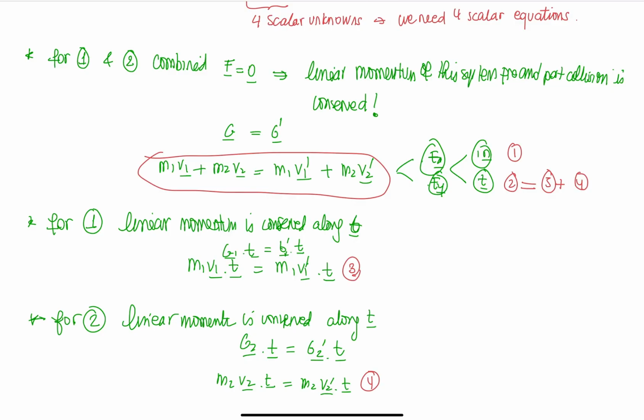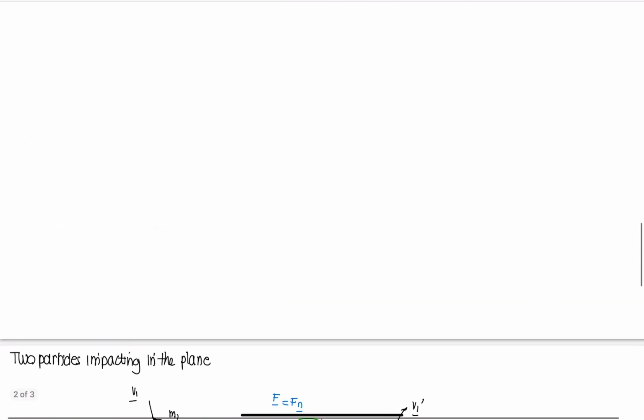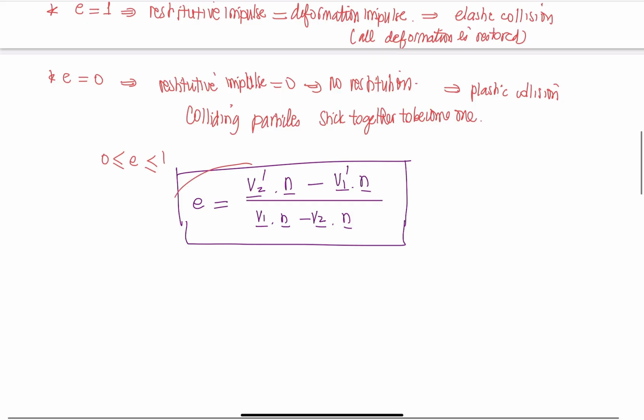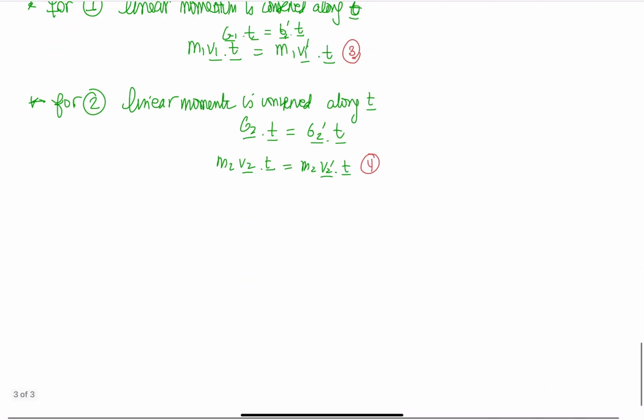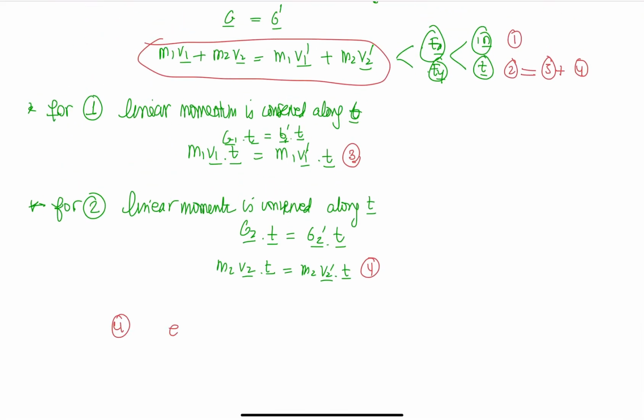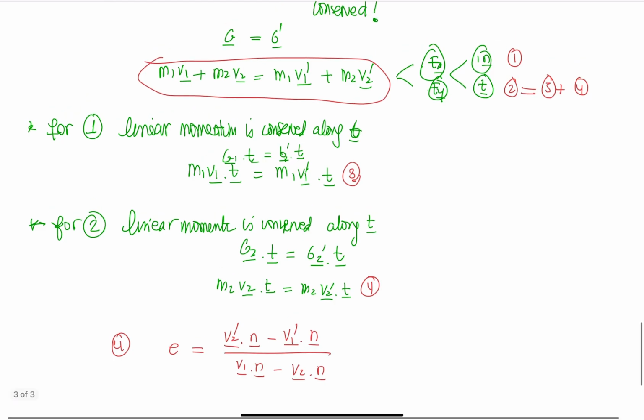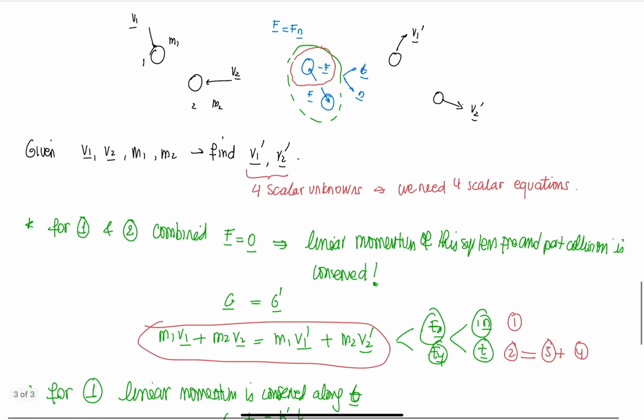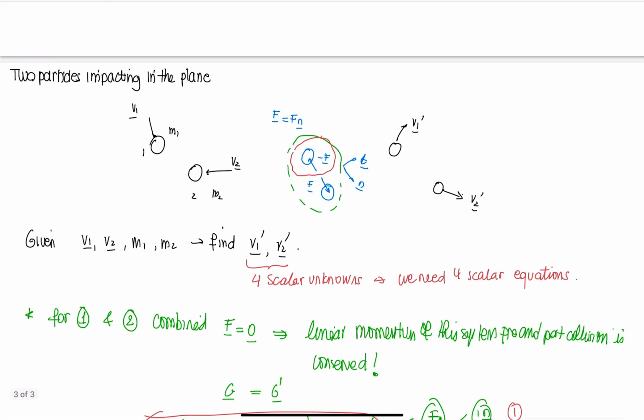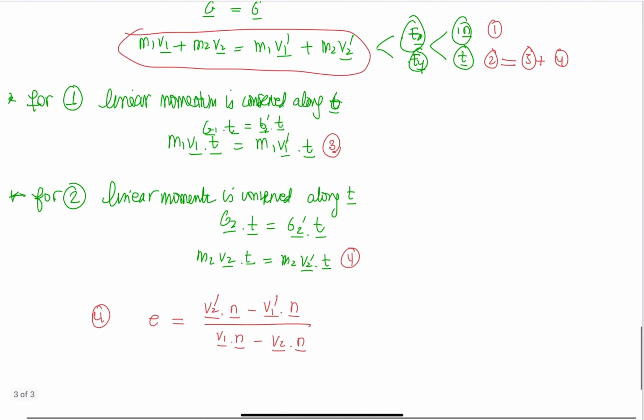That's where our coefficient of restitution comes in. This equation that we derived last time, the coefficient of restitution, that's where it comes in. That's our fourth equation. e is a scalar: e equals v2 prime dot n minus v1 prime dot n over v1 dot n minus v2 dot n. This is our fourth equation, and that's an independent equation. So given the coefficient of restitution between the two particles, we can find their post-impact velocities.